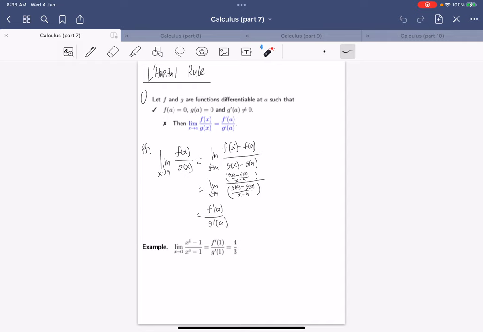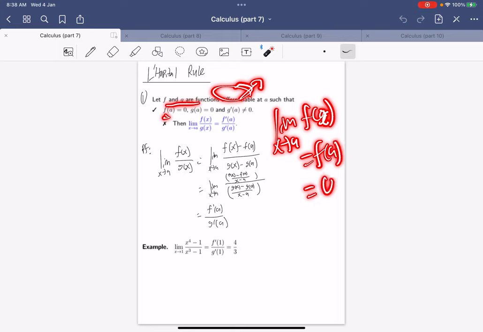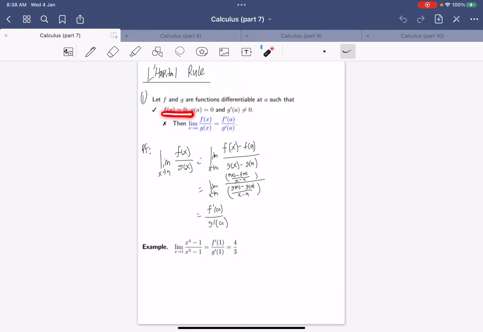So if you are differentiable, the first way, we'll take the easy version first before we generalize it further. If you're differentiable, it means you're continuous, meaning the limit as x approaches a of f x equals f a, which equals 0 in this case. So f a is 0 and g a is 0. Let's say we have these conditions, and g prime a is not 0. Then the limit of f x over g x equals f prime a over g prime a.